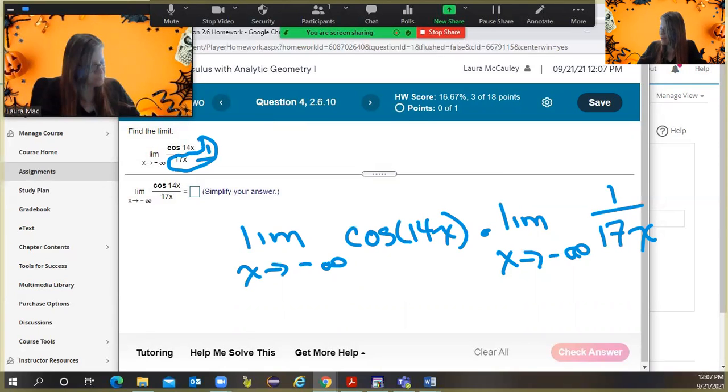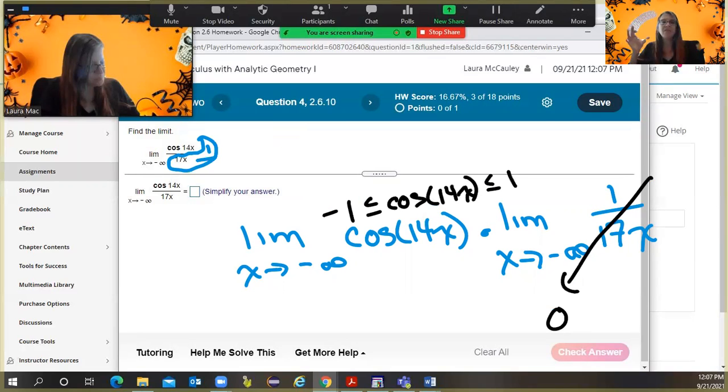Why did I do that? Because I know that this part goes to 0, right? 1 over 17x would go to 0 because it's 1 over a really big negative number. Again, you can kind of take that 17 off if you want and have a 1/17. But the point is it goes to 0. What does cosine 14x do? Well, cosine is bounded between -1 and 1. It never changes from there.